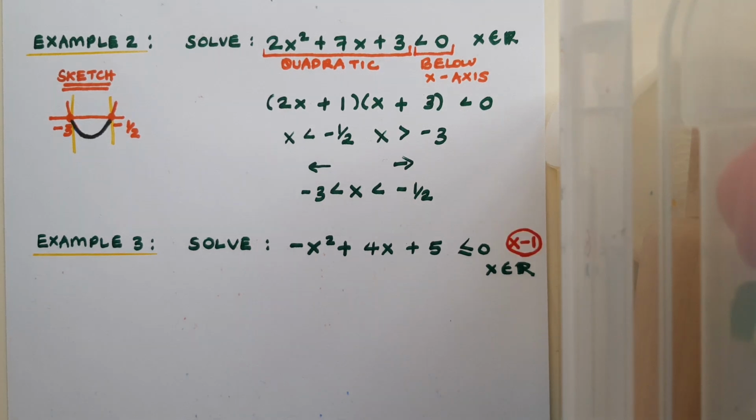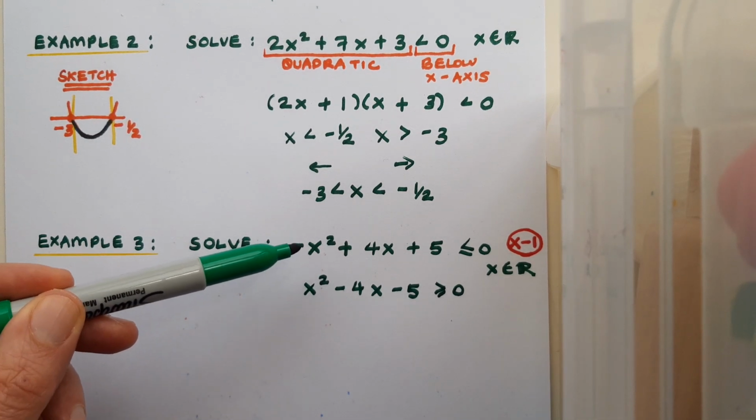Okay, so what happens when I multiply by -1? Well, obviously the sign of all the terms is going to change, but don't forget there's another implication as well, which is that I must reverse the direction of the symbol. So my inequality symbol now is going to be greater than or equal to.